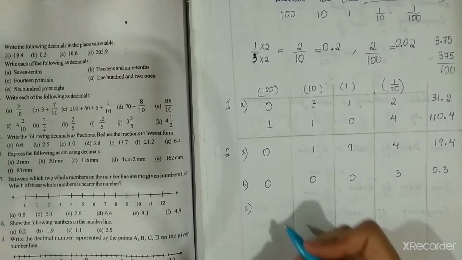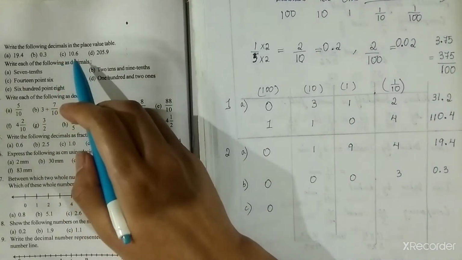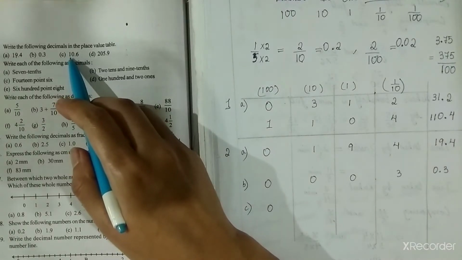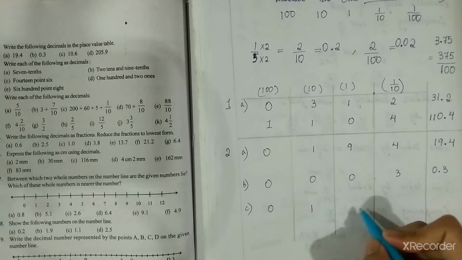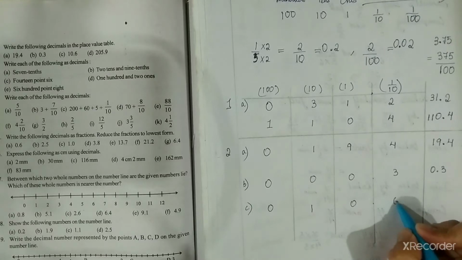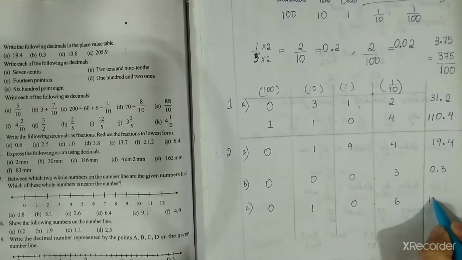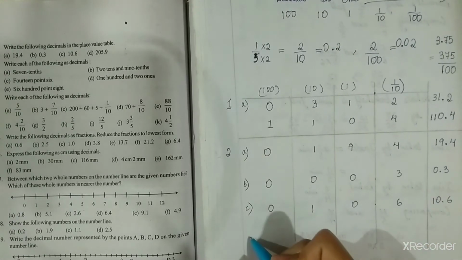10.6. There is no 100 place. In the tens place, there is 1. In the ones place, there is 0. And after the decimal point, in the tenth place, there is 6. So I get 10.6. And in the last one, 205.9.